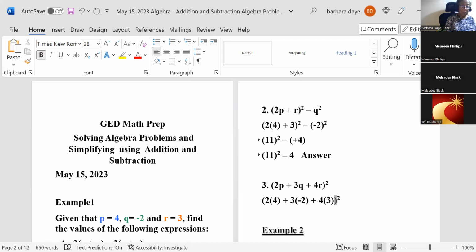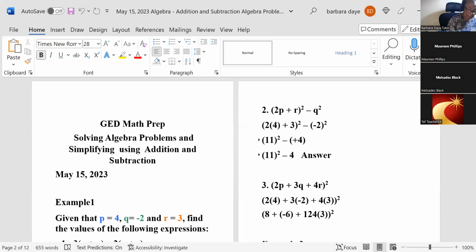Now, Maureen, what's 2 times 4? 8. Okay, so 2 times 4 is 8. So let's put our 8 here. Multiplication. And 3 times a minus 2 is what, Maureen? Minus 6. That's it, minus 6. So I'll just say plus, and I'll just put a parenthesis. We can change it later to a minus. And what's 4 times 3, Maureen? 12. That's right. Okay, 4 times 3 is 12. So let's just put 12 here.